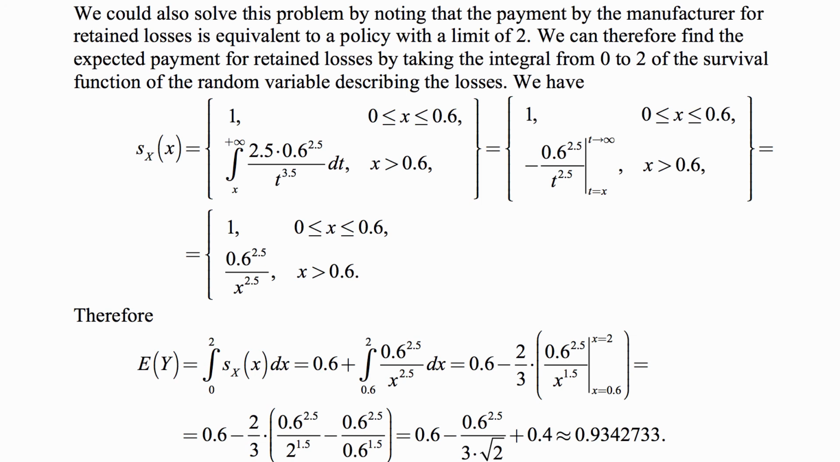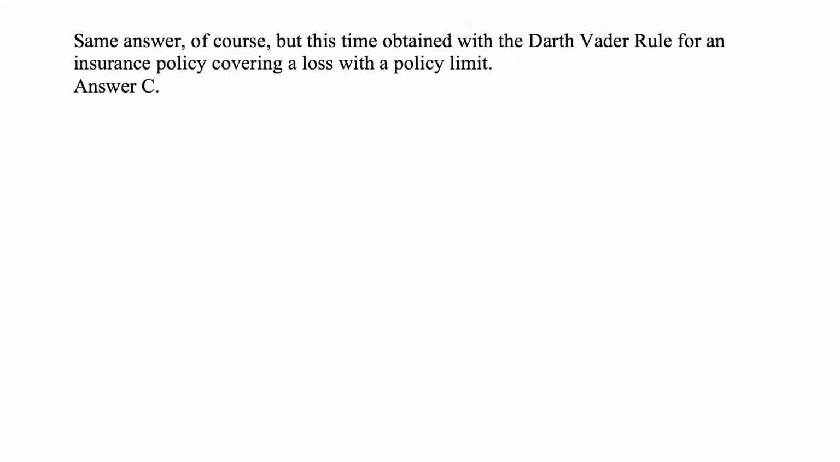And otherwise, we just calculate this, and it comes out to be exactly the same number as before, 0.9342733. So this is the same answer as before, but this time obtained with the Darth Vader rule for an insurance policy covering a loss with a policy limit. And this is answer choice C.